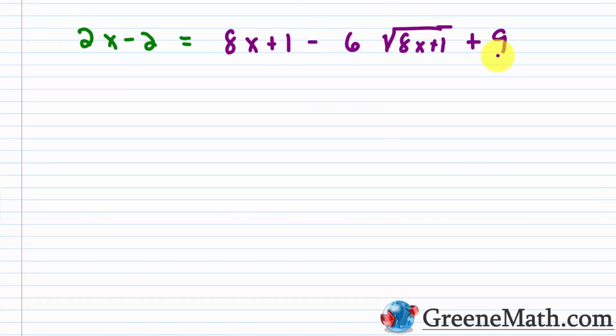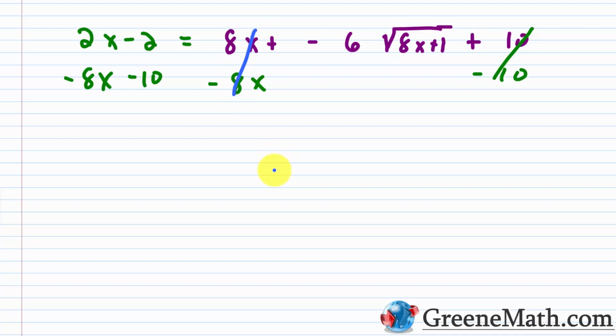So I know that 1 plus 9 is 10. So let me just write this as 10. And let me go ahead and subtract 10 away from each side of the equation now. So that's going to cancel. And let me subtract 8x away from each side of the equation. So that's going to cancel. On the left side, 2x minus 8x is going to be negative 6x. Then negative 2 minus 10 is minus 12.